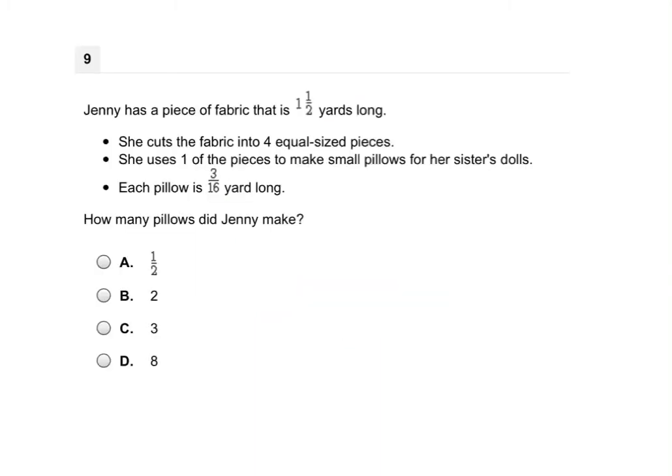Jenny has a piece of fabric that is 1 1/2 yards long. She cuts the fabric into 4 equal pieces. She then uses one of the pieces to make small pillows for her sister's dolls. Each pillow is 3/16 of a yard long. So what I want to start off doing is actually finding what the length of each of these blocks are.